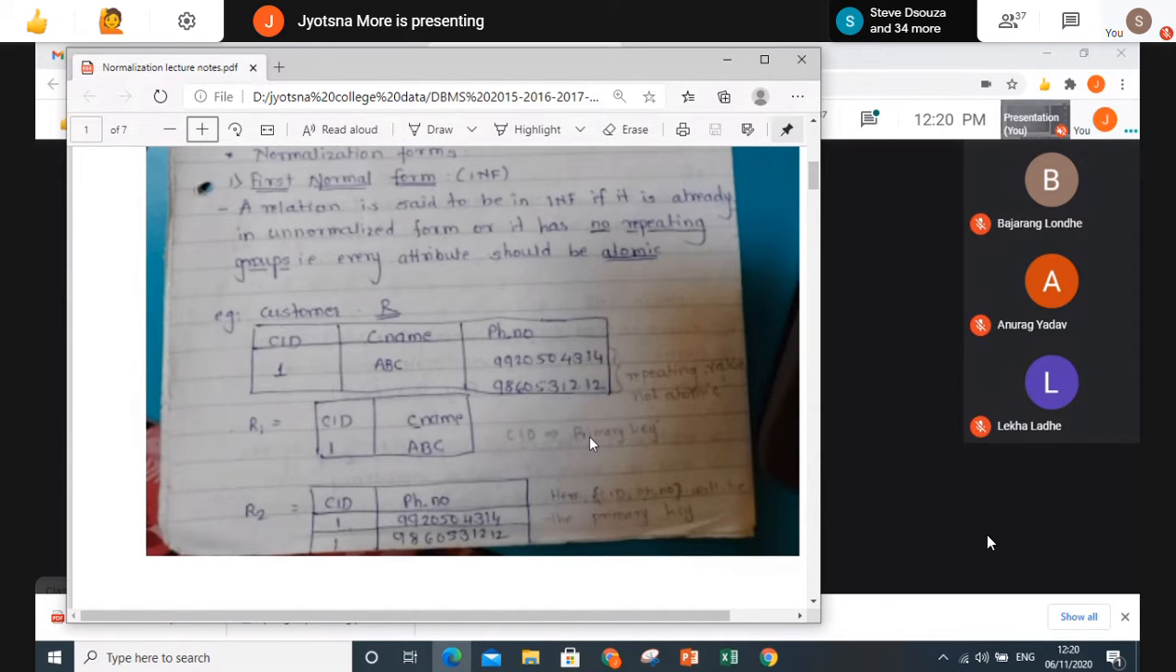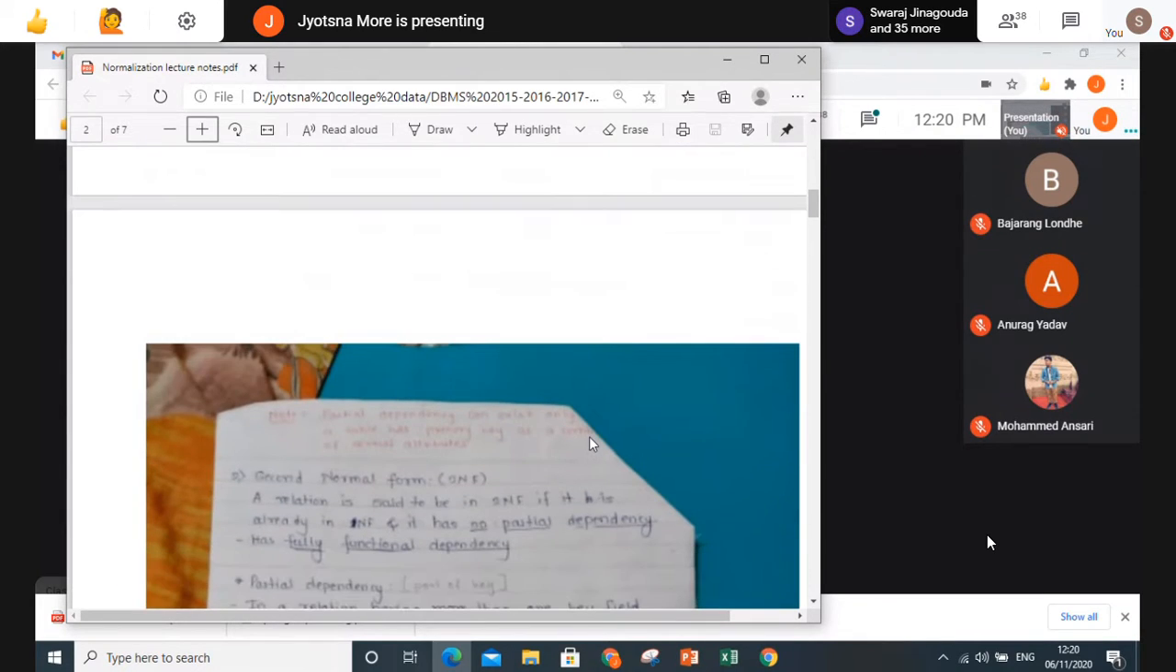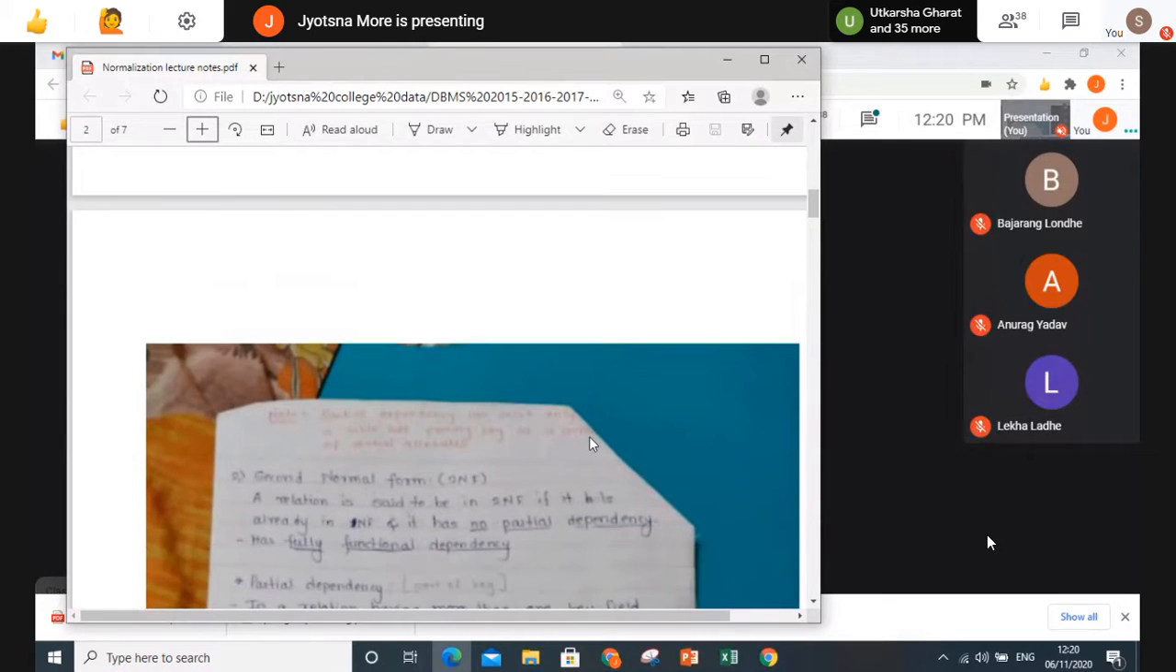Okay, now we'll go for 2NF, that is the second normal form. Maybe these notes, these photos too, I took in the morning. So these are not very clear, but I am reading for you. While uploading, I'll take it properly.